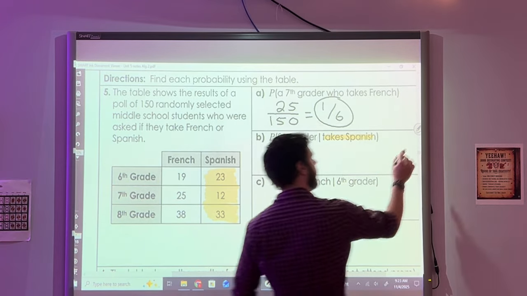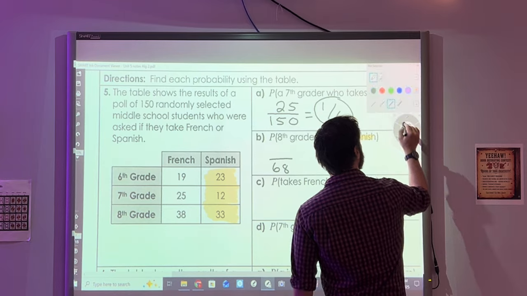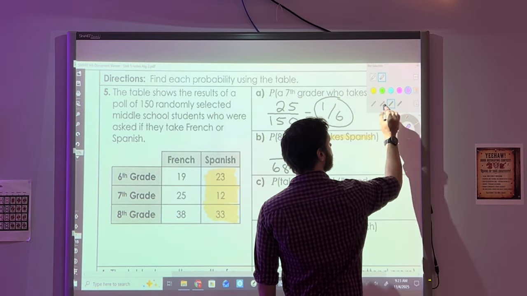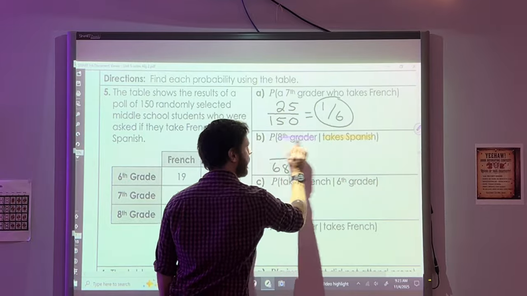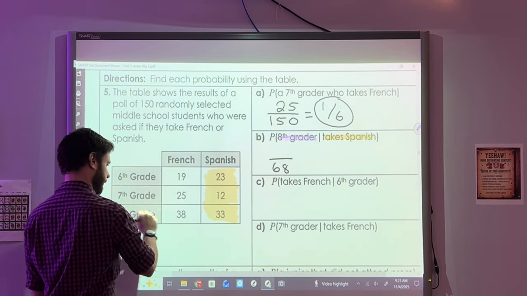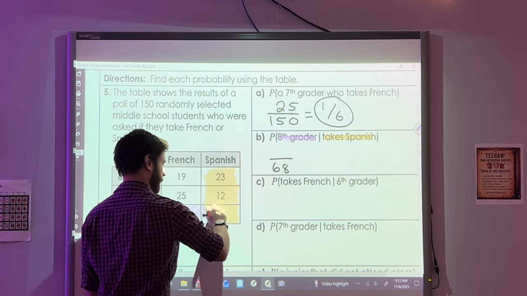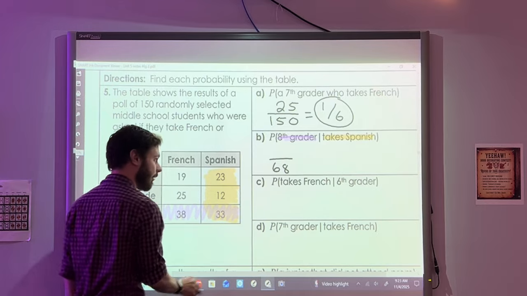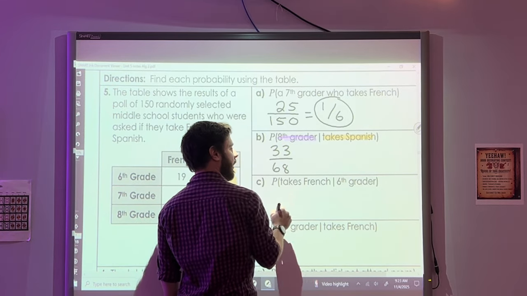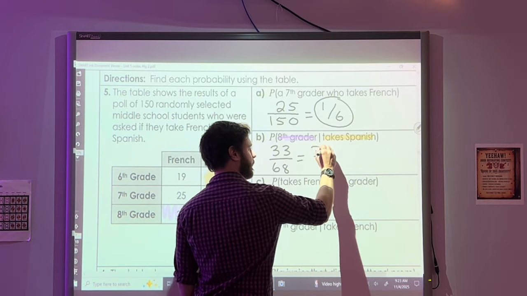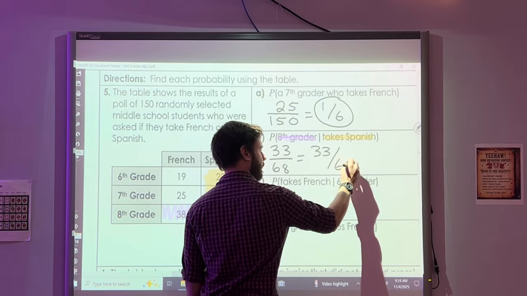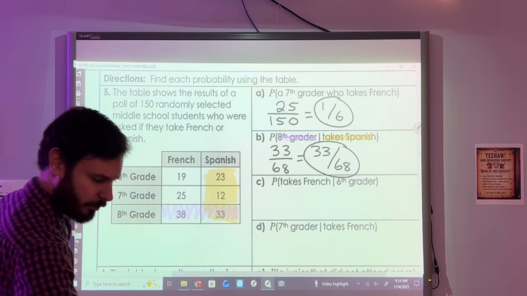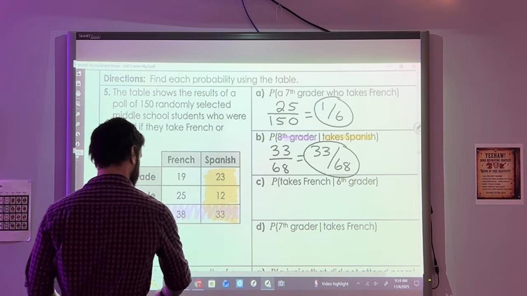Of these Spanish people, I want 8th grade. I want 8th grades. 8th grade. Looks like 33 fit my category. And I don't believe that reduces at all. Okay, just checking. Notes, does it reduce? No, good. Okay.